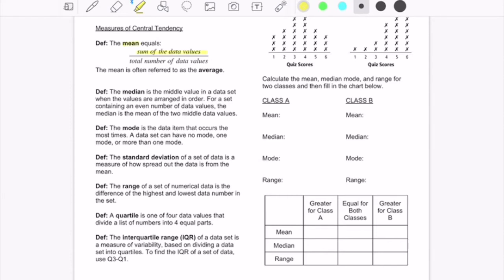The mean is the average, and the mean is defined as being the sum of the data values, so you're going to add them all up, and then you divide by how many there are. The median is the number in the middle when they're arranged in order. The mode is the number that occurs the most times.